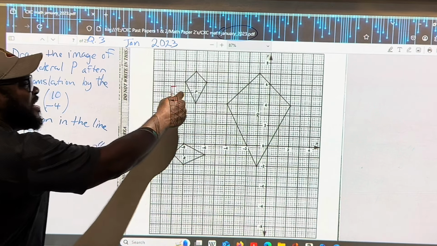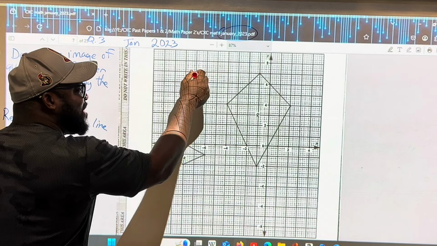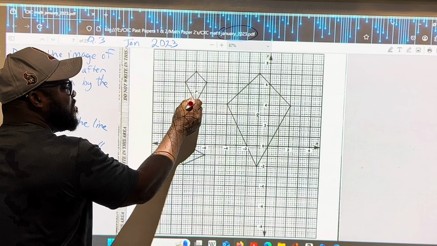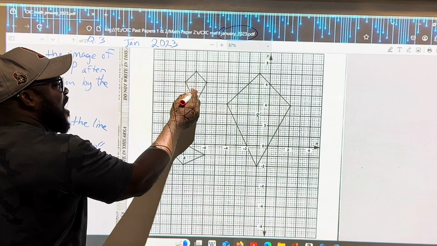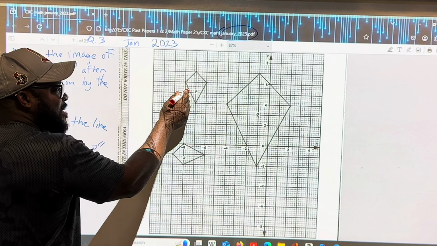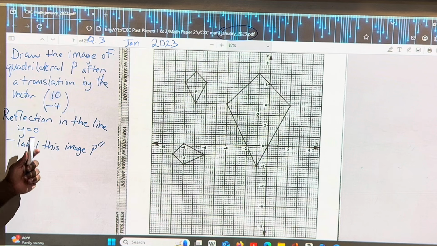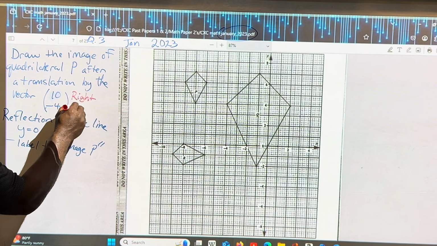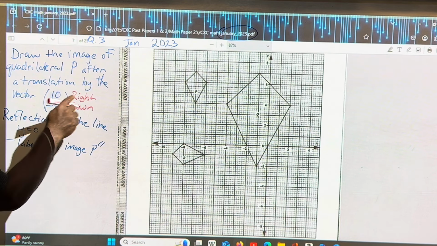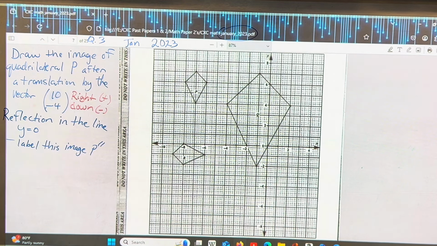But guess what? This quadrilateral means it has how many sides? 4 sides. It has 4 vertices, and within it has points as well. But 4 vertices, 4 sides, and then the whole shape is a quadrilateral. We're going to shift the whole thing 10 places to the what? To the right, and 4 down. Very good. Because positive means right, and negative on the y-axis means down.